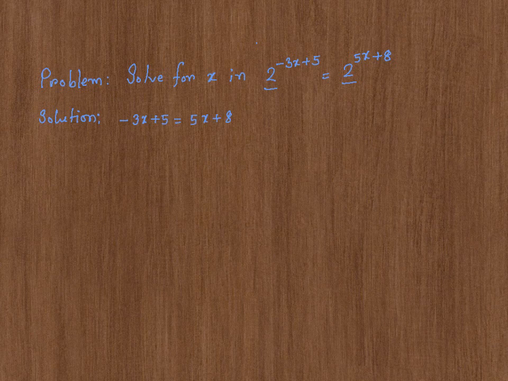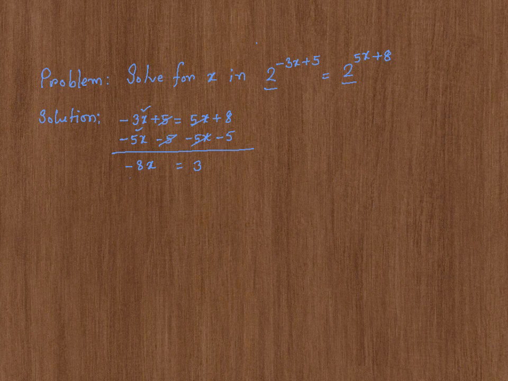So I just move the x's to one side and everything else to the other. I'm going to subtract 5x from both sides and subtract 5 from both sides. On the left hand side I get negative 3x minus 5x, which is negative 8x, and then negative 5 and positive 5 cancel. On the right, negative 5x and positive 5x cancel. 8 minus 5, or 8 plus negative 5, is 3.